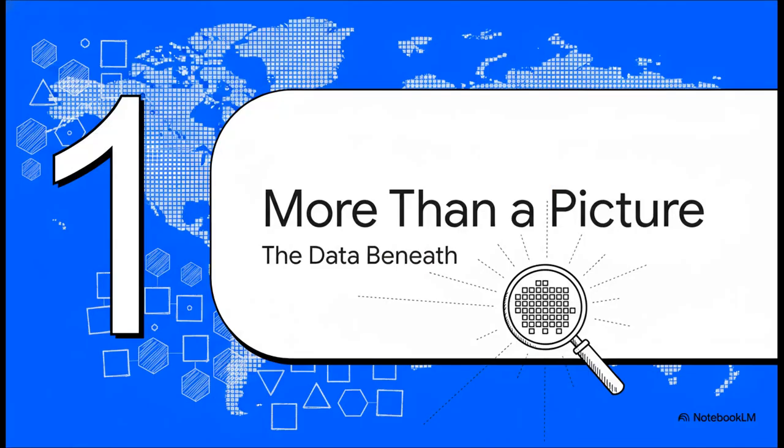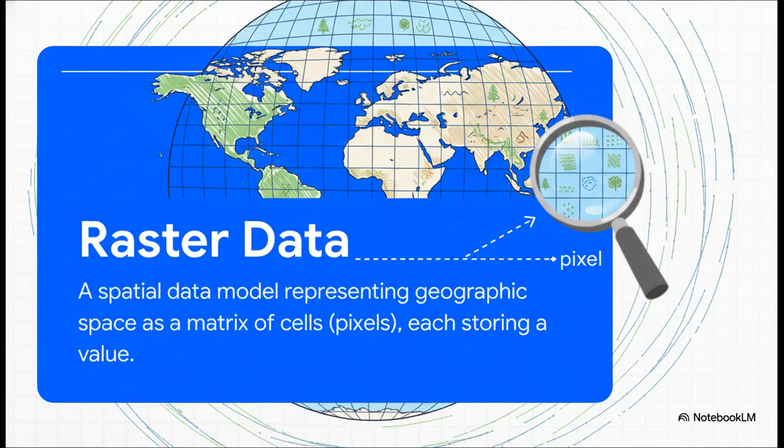You see, to really get what's going on with the maps we use every day, you've got to look beyond the pretty picture. We need to zoom in, like way in. We need to see the actual data that makes the whole thing tick. So at its core, raster data is actually pretty simple.